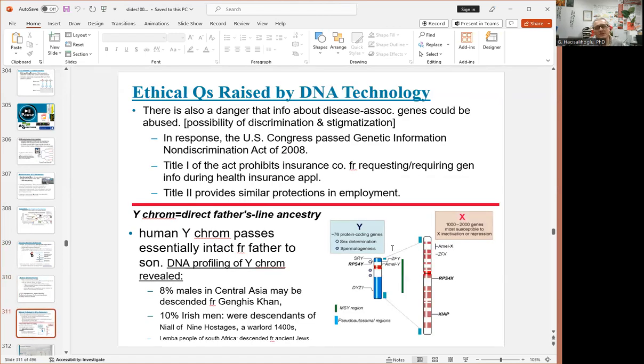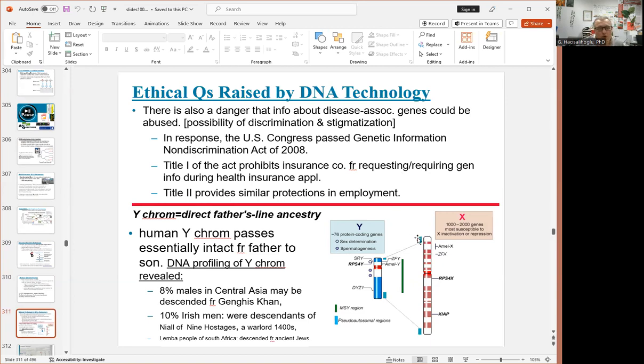There are some ethical questions also raised by DNA technology. There might be some dangers, of course, and this needs to be studied. Like, disease associated genes could be abused? In response, the U.S. Congress passed the Genetic Information Non-Discrimination Act in 2008. Title 1 prohibits insurance companies from requiring gene info during health insurance application. So any genetic info. And Title 2 provides similar protection for employment.